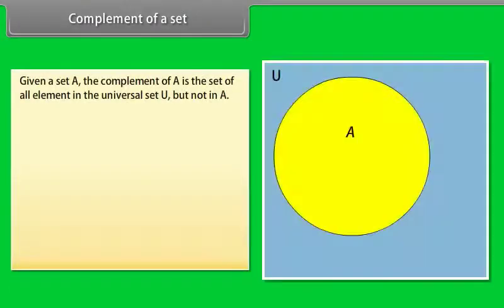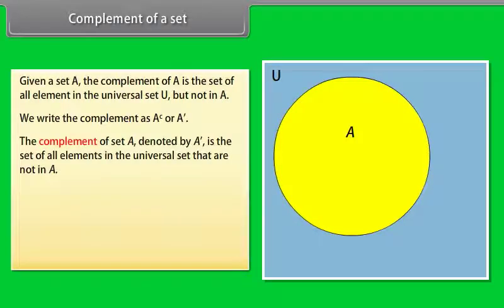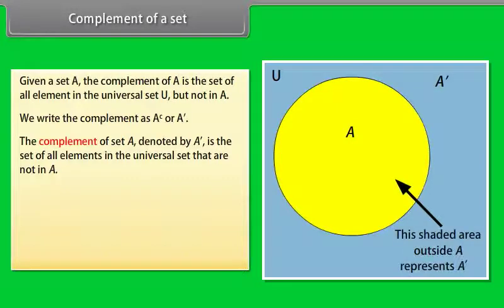Complement of a set. Given a set A, the complement of A is the set of all elements in the universal set U but not in A. We write the complement as A dash. In other words, the complement of set A, denoted by A dash, is the set of all elements in the universal set that are not in A. The shaded area outside A represents A dash.